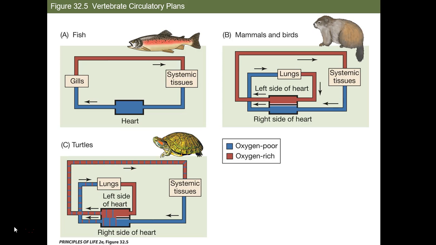Figure 32.5 illustrates several different types of circulatory systems found within animals. As mentioned before, in fish, blood is pumped from the heart, then to the gills, before moving to the rest of the body. Contrast that in mammals, as you can see in the top right. Blood is pumped to the lungs, where it becomes oxygenated and moves back to the heart, before being pumped to the rest of the body.